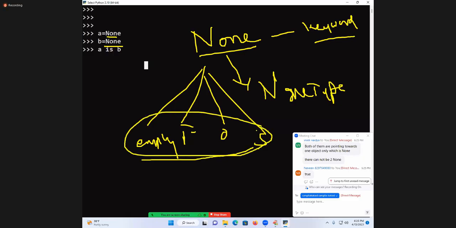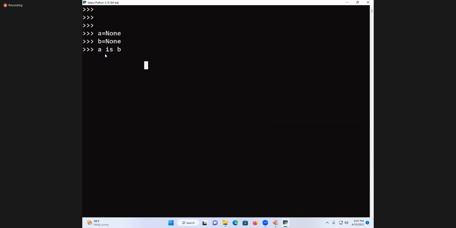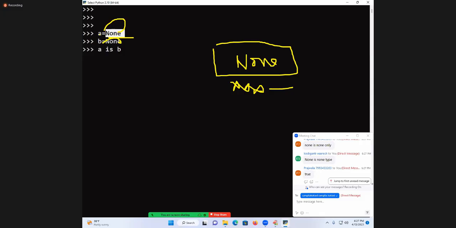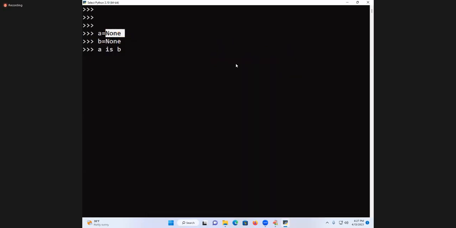Now coming to the example. A is B. What is the answer? True. What is the reason? None is a keyword. In Python, if you store it into some value, both A and B will be locating None only. Some address will be there because it is a value. The same address will be contained in A and B. Both are pointing to the same keyword. No two keywords are available.